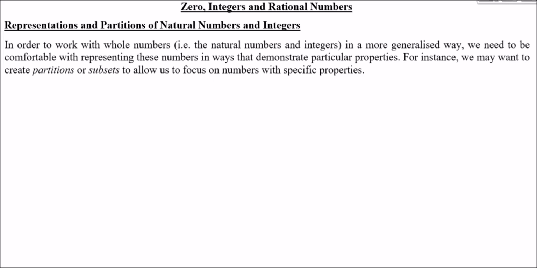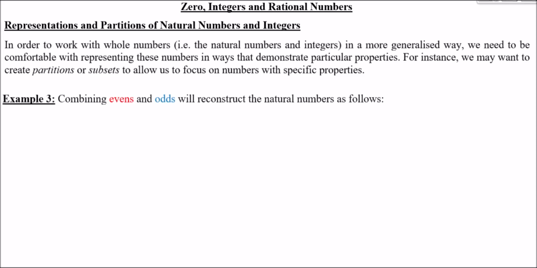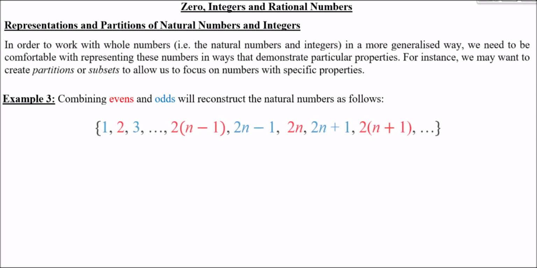As another example, we might want to combine evens and odds, which will reconstruct the natural numbers as follows. So in red, we've got the evens, and in blue, we've got the odds. So this is particularly powerful when considering a proof by cases. So a proof question might be, for example, of a type, show that a certain property is always going to end up being odd for any natural number.